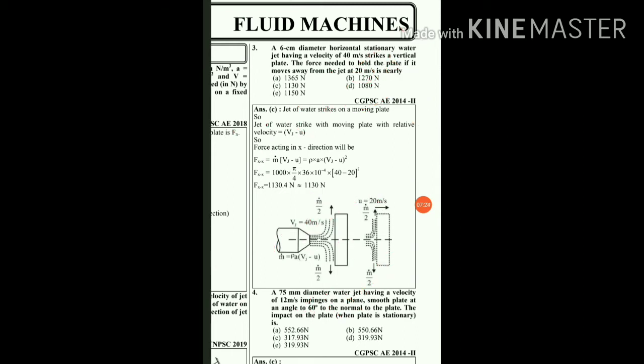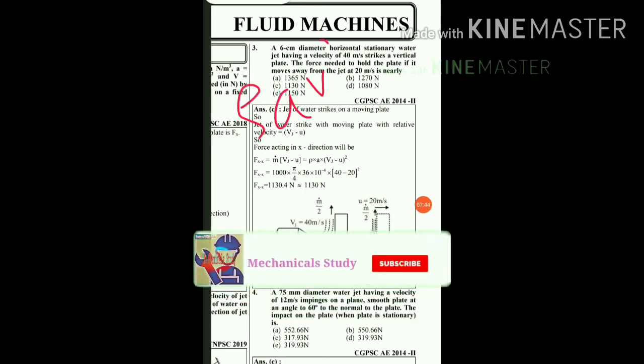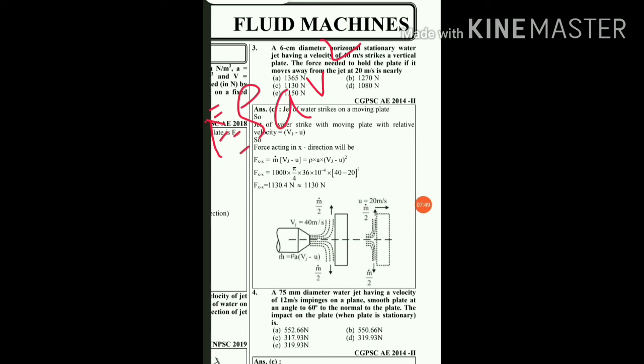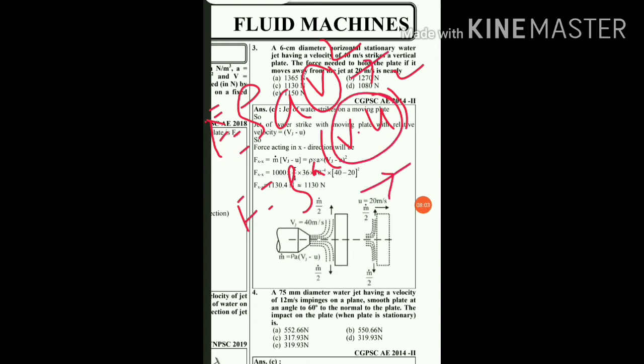If you solve this, you will get the final answer, that is 1130 Newton, and that is given in option C. So here the correct option will be option C. So here the basic difference between the jet striking the fixed plate and the jet striking the moving plate is that for a fixed plate, the force exerted will be F is equal to rho a v square, and for a moving plate force is nothing but rho a (v minus u) square, where v is the velocity at which a jet strikes the fixed plate, and v minus u is the velocity at which the jet will strike the moving plate.